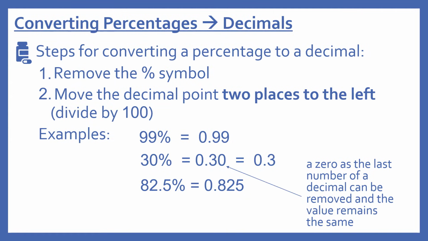Okay, now we'll look at the other way, converting percentages to decimals. So first we're going to remove the percent symbol, and then we'll move the decimal point 2 places to the left. So here we're dividing by 100. So 99% would be 0.99. 30% would be 0.30, but then since we have the 0 on the end of the decimal, we can drop that, so it's 0.3. And 82.5% would be 0.825.